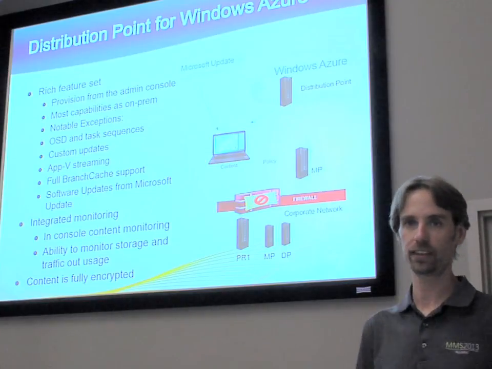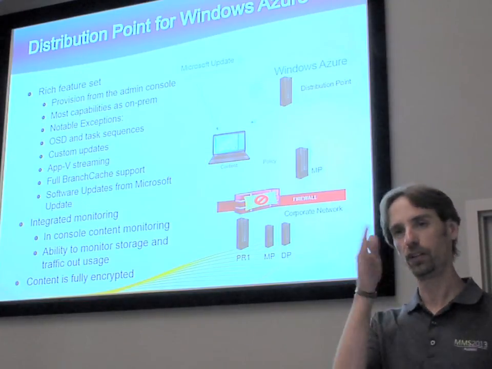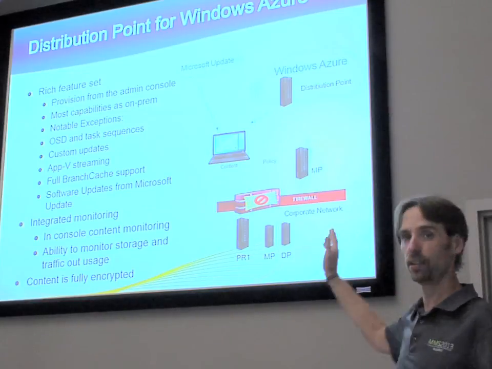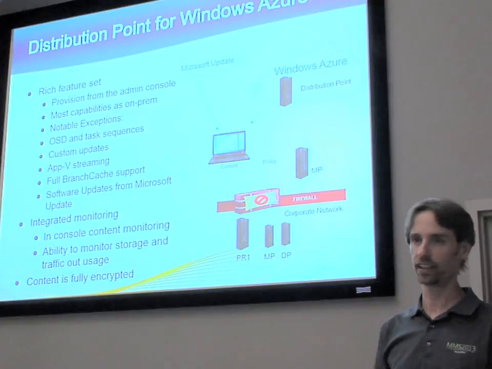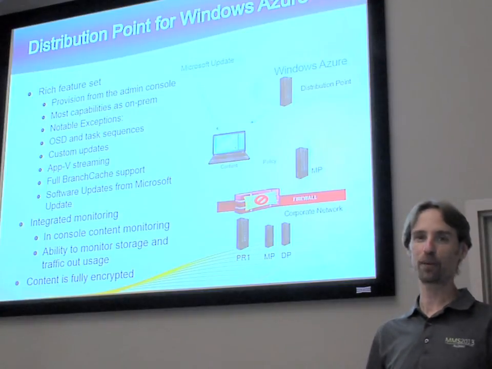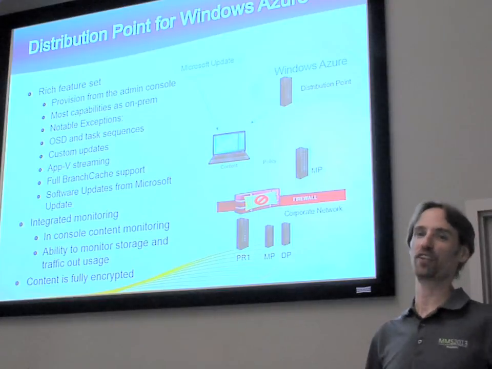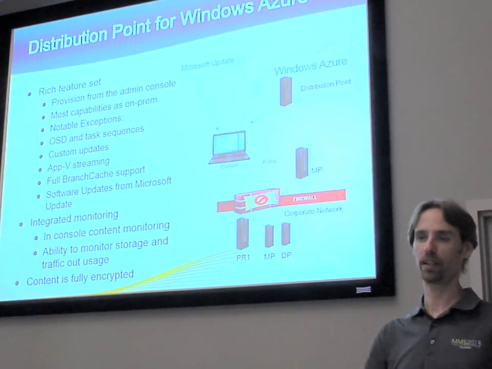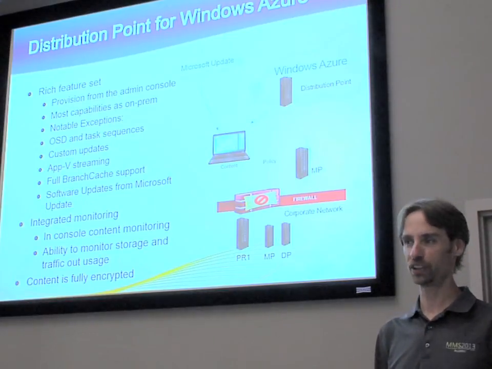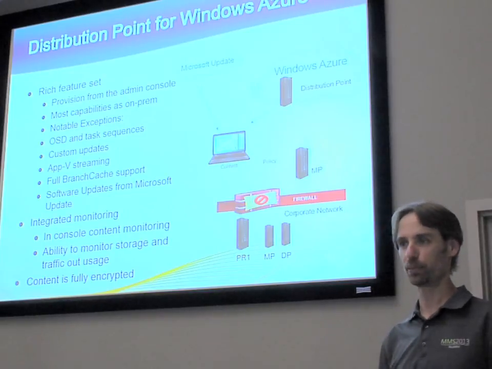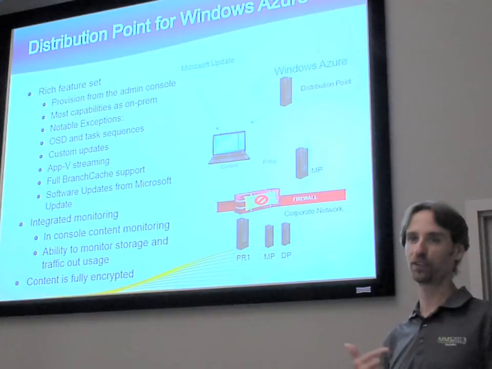In that calculator that I showed you in the first session, you can go in and see. You can also set caps within Config Manager. I think the default storage cap in Config Manager is like 2 terabytes. You can shrink that down and say, you know what, I want to limit my cloud distribution point to 100 gigs. And then it's probably a good idea to put some sort of life cycle management around that.